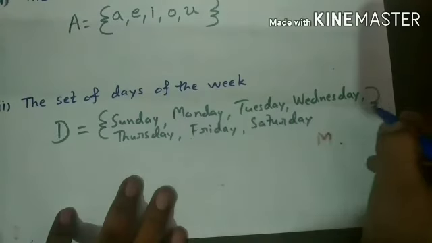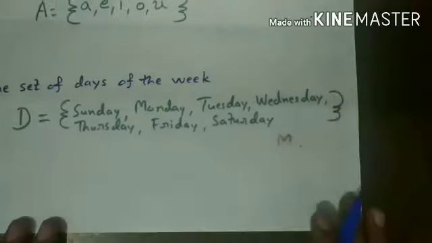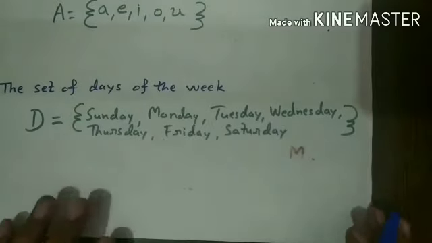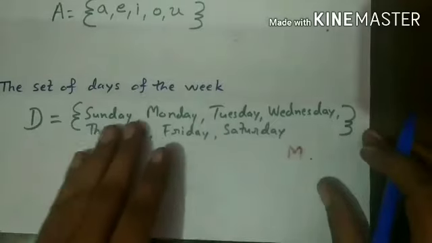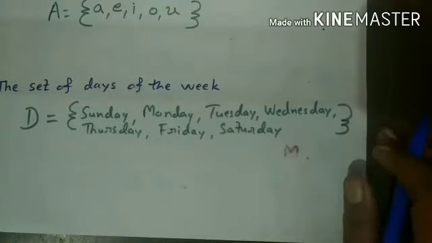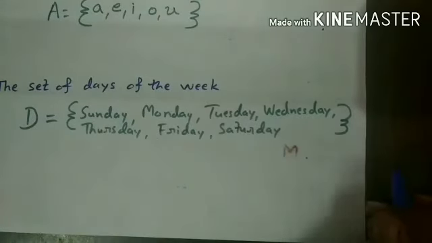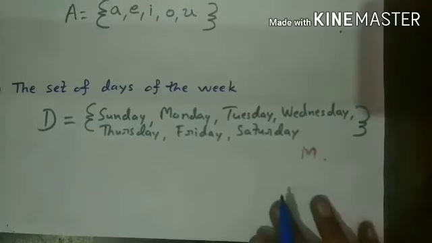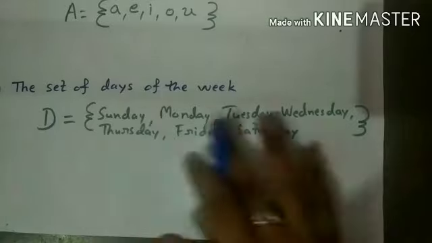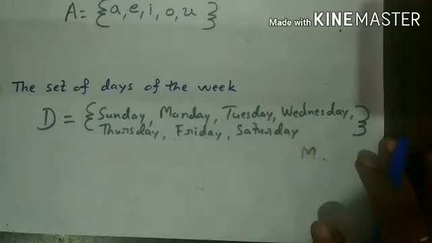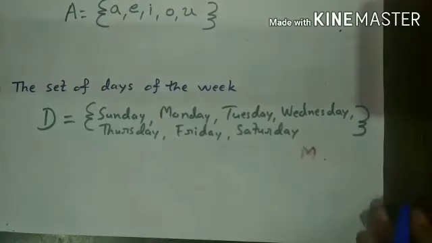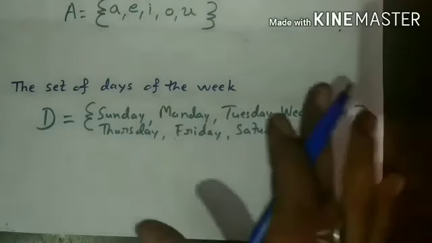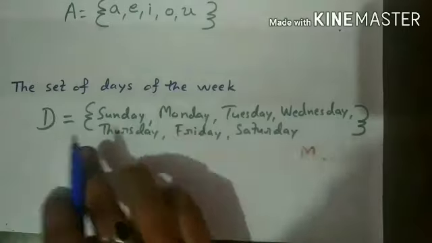Okay student, now we will write the bracket, close the bracket, and we have written all the names of the days separated by commas. Okay student, this is called the exact roster form, where the members are written, all the members are different and they are separated by commas, included under the brackets.